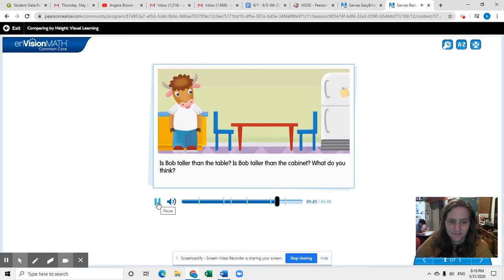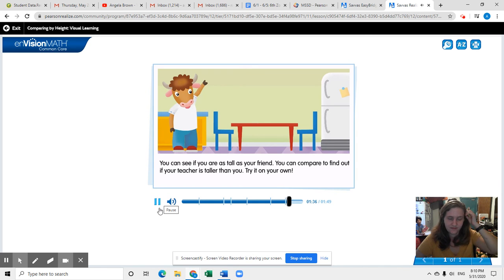Is Bob taller than the table? Is Bob taller than the cabinet? What do you think? Is Bob taller than the table? Yes, he is. Is Bob taller than the cabinet? Yes, he is. The cabinet's here and Bob is all the way up there. You can see if you are as tall as your friend. You can compare to find out if your teacher is taller than you. Try it on your own.